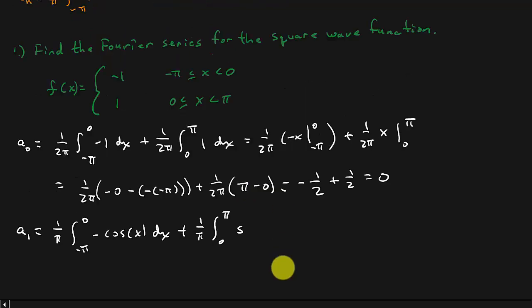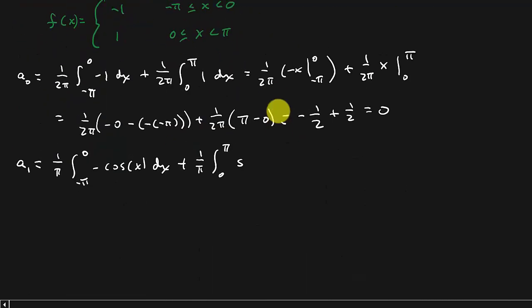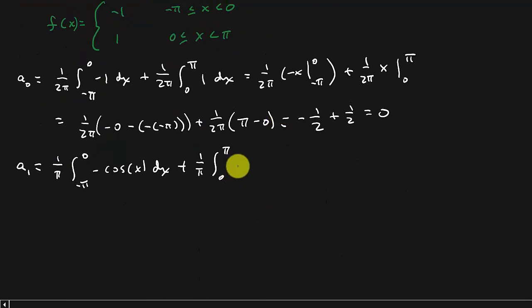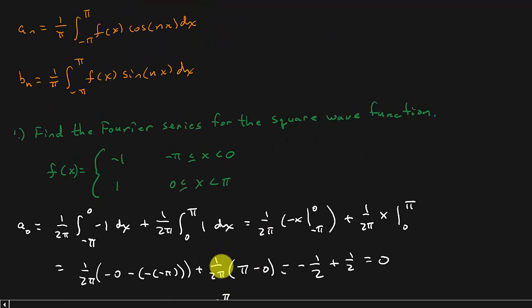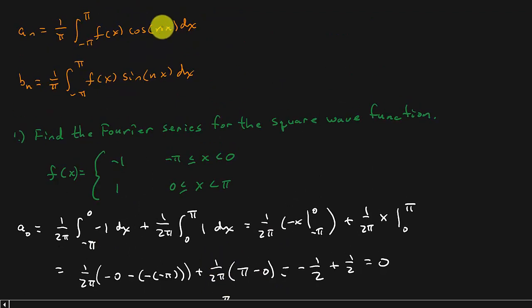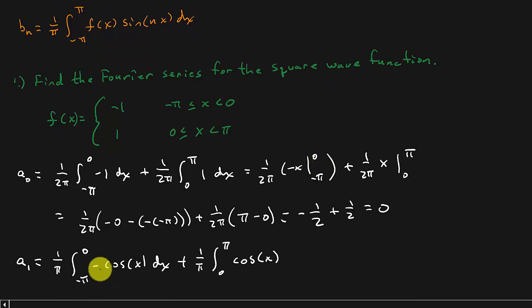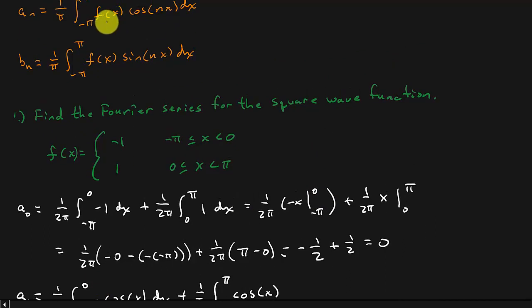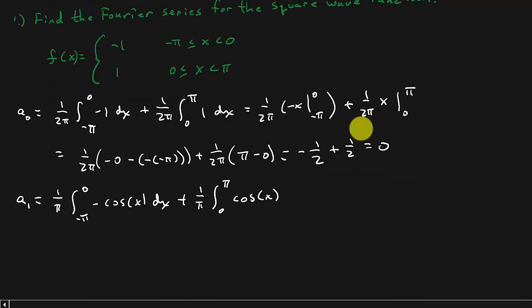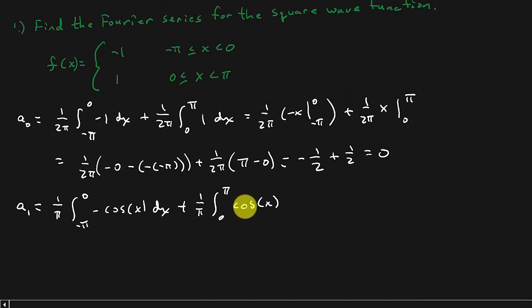I'm sorry, not sine. It's cosine x. All right, so where did the cosine x come from? Well, that's from plugging 1 in for n. 1 times x is x. And then we've got the negative 1 for this one, and the positive 1. See, f of x is positive 1 from 0 to pi, so that's 1 times cosine x dx.